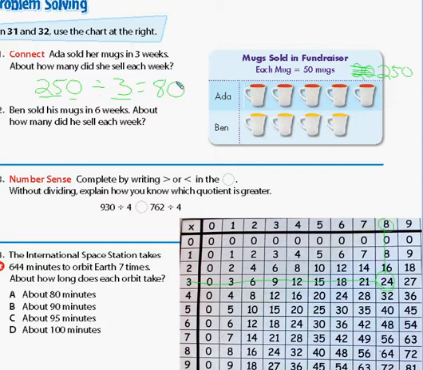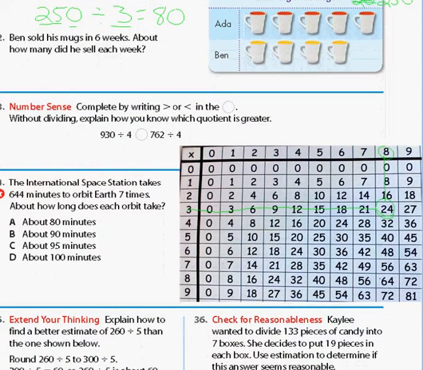Go on down and look at this problem right here. Okay, problem number 33. That's a pretty simple one. What we're trying to do is complete by writing a greater than or less than in the blank. Without dividing, explain how you know which quotient would be greater. This is pretty simple. Since we have the same divisor on both problems, that means the larger dividend is going to give the larger quotient.